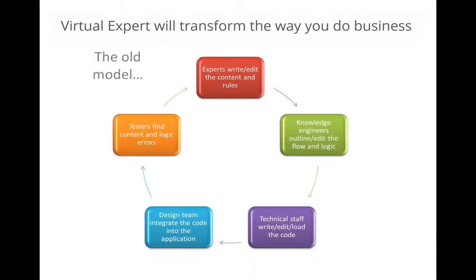And actually it's worse than that. What really happens is that there is a lot of back and forth between each of these steps and between each of the people involved in these steps, which makes the process very long. So, for example, it could take 10 months to get a piece of knowledge automation out the door.